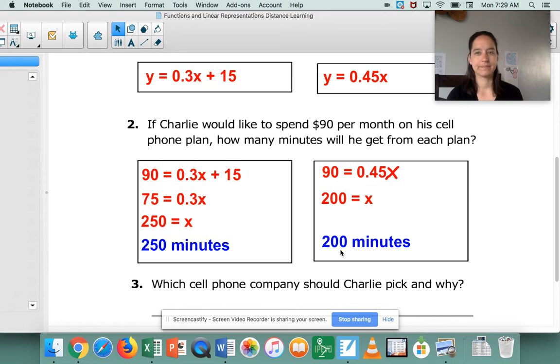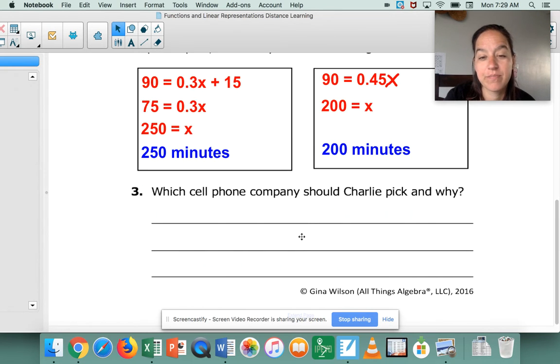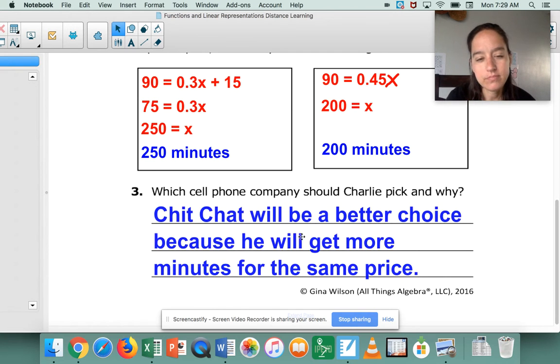Wait a minute. I'm spending $90 here and $90 here. One gets me 250 and one gets me 200. Which one's the better deal here? Hopefully you said 250. Even if we don't like to talk a lot, it's nice to have the option. So Chit Chat will be the better choice because you'll get more minutes for the same exact price.